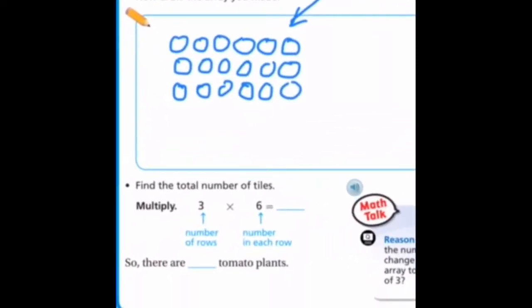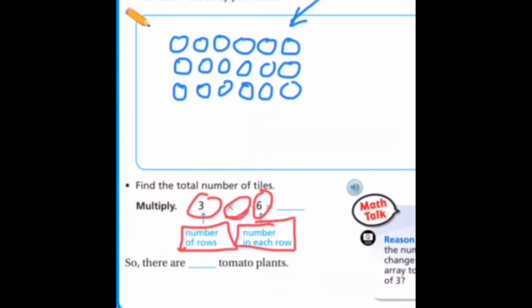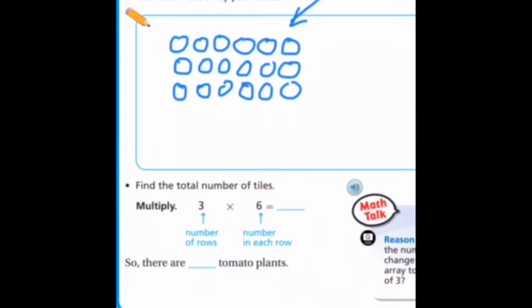Move down a little bit further. Find the total number of tiles. All right, so we have 3, that's the number of rows, times 6, the number in each row. Here's another way we can think of that. We have 3 rows of 6.